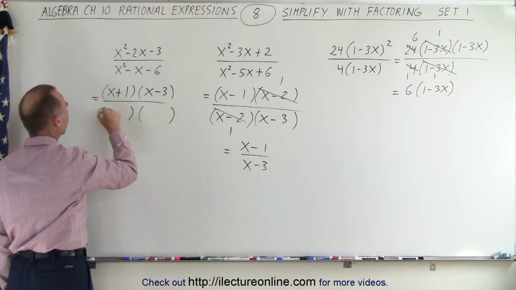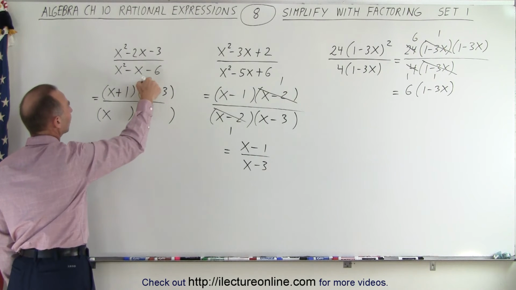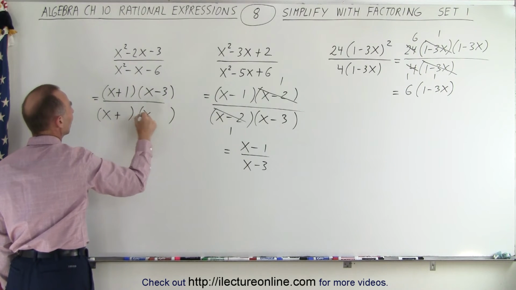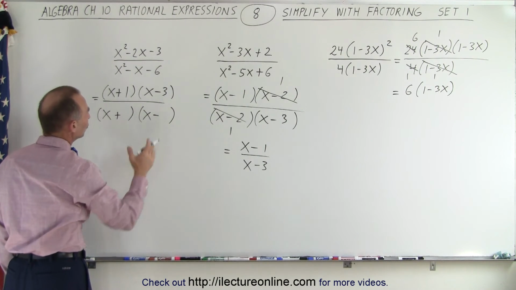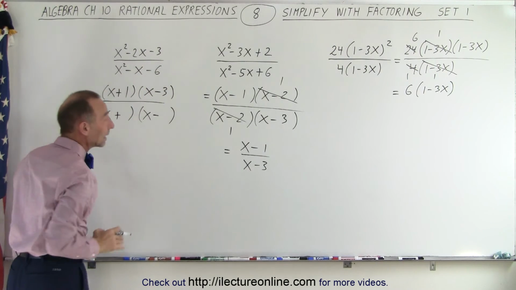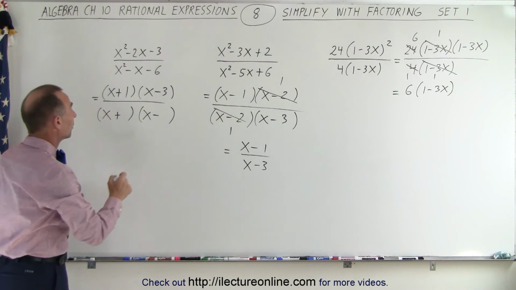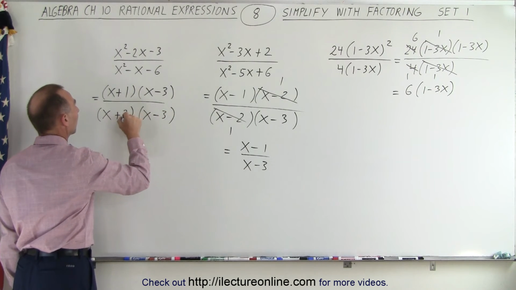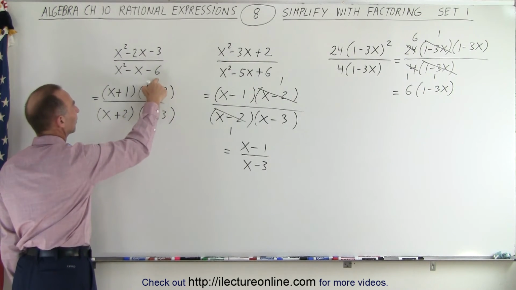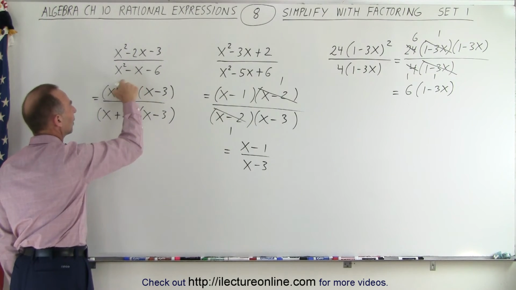In the denominator, again, x and x. The signs, again, it'll be a positive and a negative. I multiply the two numbers, I get negative 6. When I add, I get a negative 1. That means the negative number is 1 bigger than the positive number, so negative 3 and positive 2. When I multiply, I get negative 6. When I add, I get a negative 1.